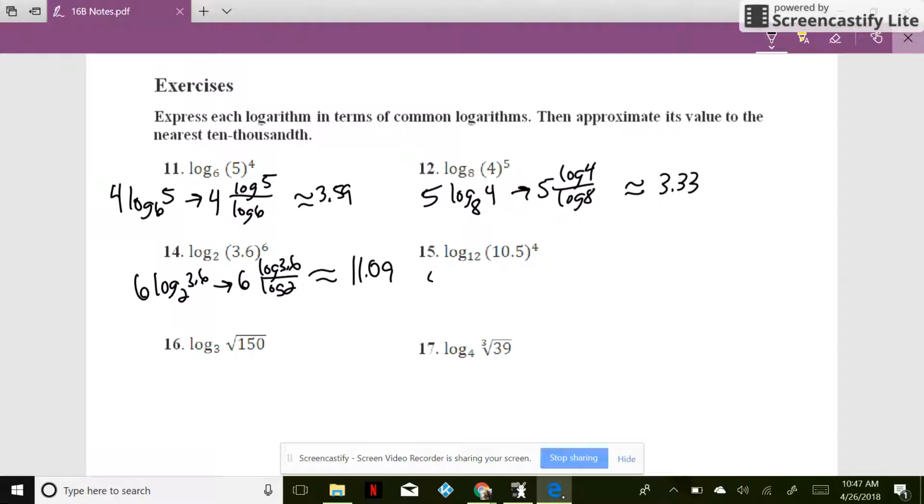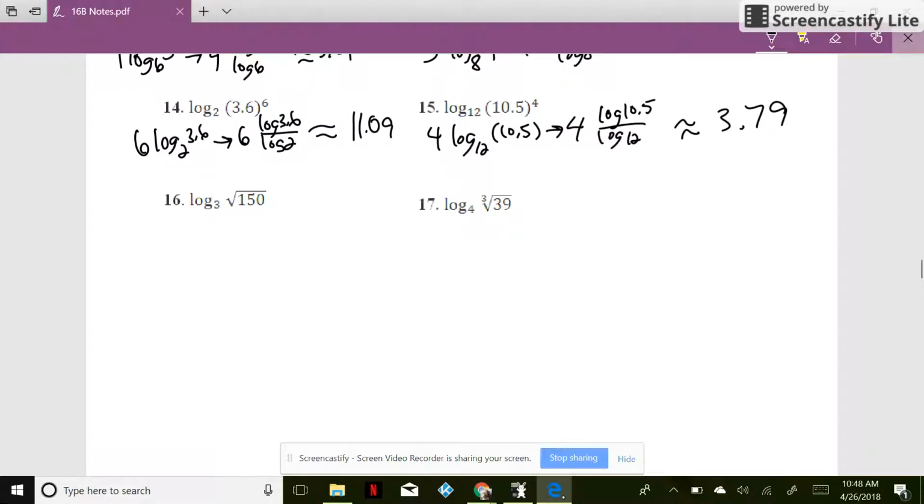Here we want to pull the 4 outside. So we've got 4 times log base 12 of 10.5. Rewriting in our change of base, log of 10.5 over log of 12. We get about 3.79.